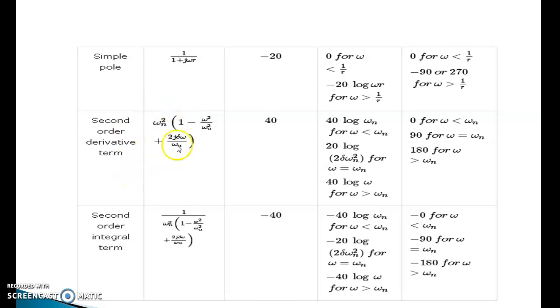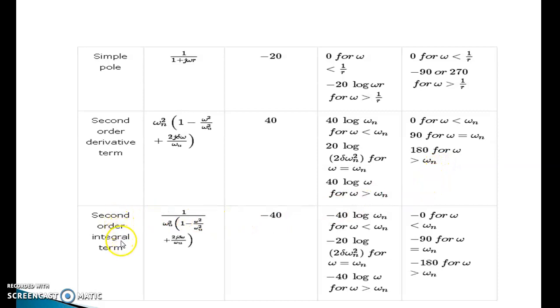Second order derivative terms, omega n square whole into 1 minus omega square by omega n square plus 2 zeta omega by omega n. Magnitude is 40 log omega n for omega less than omega n, 20 log 2 zeta omega n square for omega equal to omega n, then 40 log omega for omega greater than omega n. Angle is 0 for omega less than omega n, angle is 90 degree for omega equal to omega n, angle is 180 degree for omega greater than omega n.